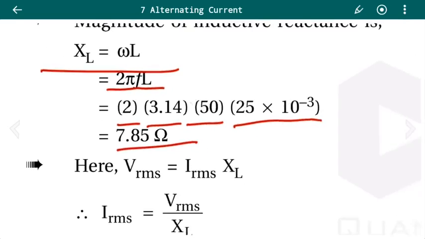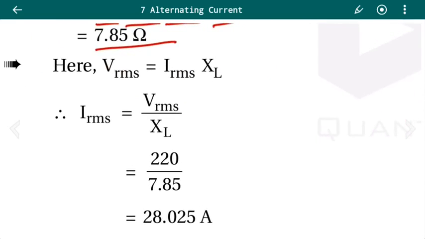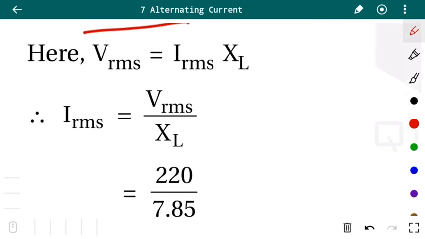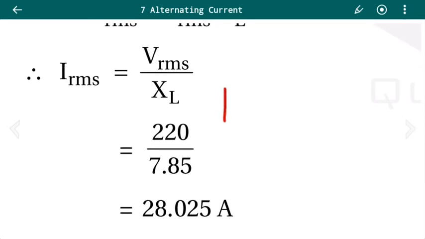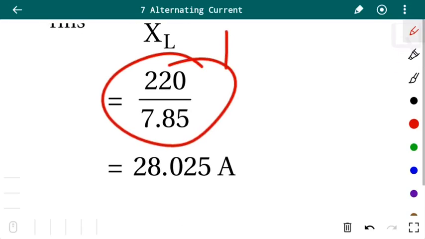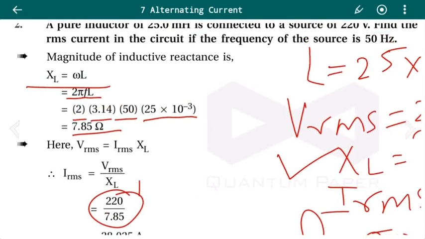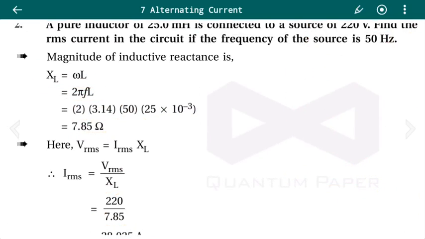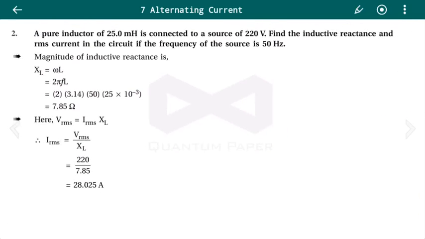Now we need to find the RMS current. By Ohm's law, we know that I equals V by R. Because here the circuit is purely inductive, we can take the inductive reactance instead of the resistance. So IRMS equals VRMS upon XL. Here VRMS is 220 and XL is 7.85. When we calculate this, we get 8.025 ampere. So students, you may note down this numerical.